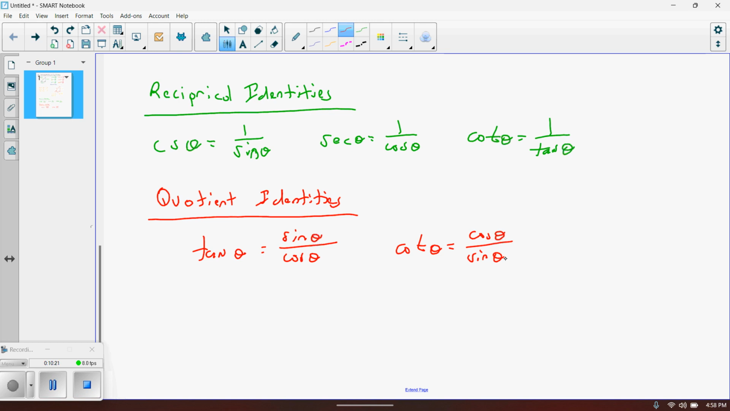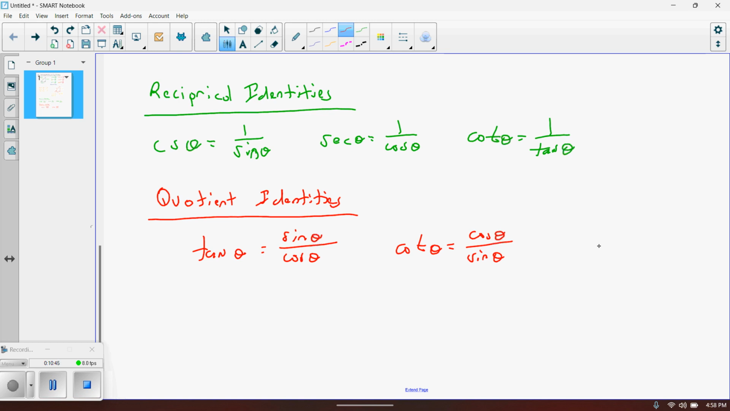It is very important, since we're using trig functions, that you have an angle attached. Just writing this doesn't mean anything, or just writing that doesn't mean anything. You have to have some kind of an angle attached to it. So make sure you get in the habit of writing that, even though we think in our heads, oh, cosine and sine, we just don't say it that way.